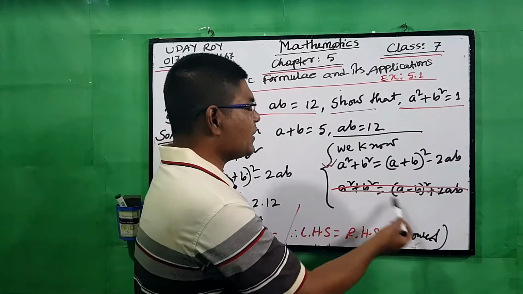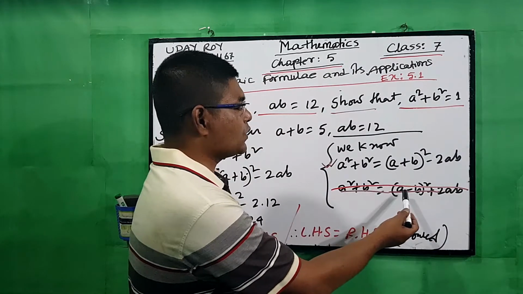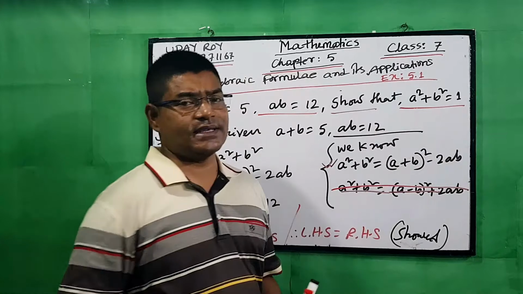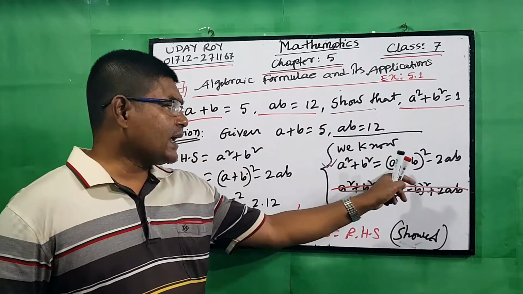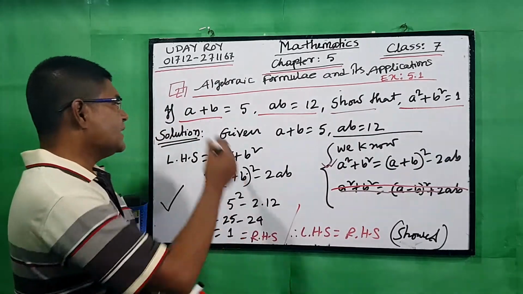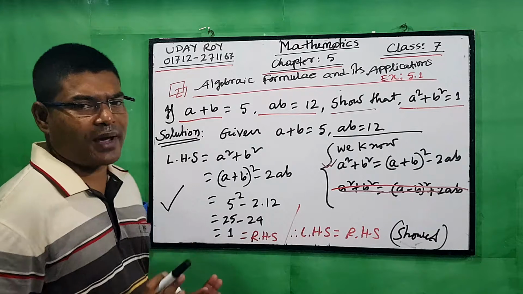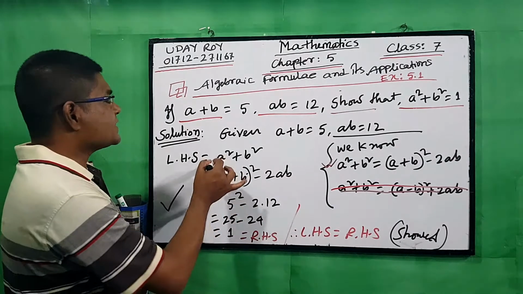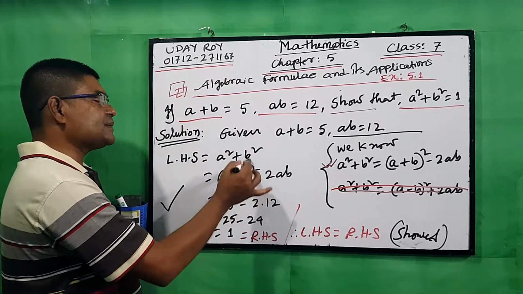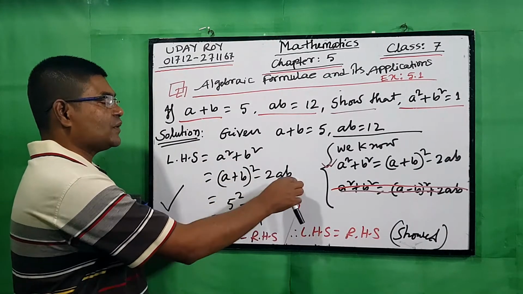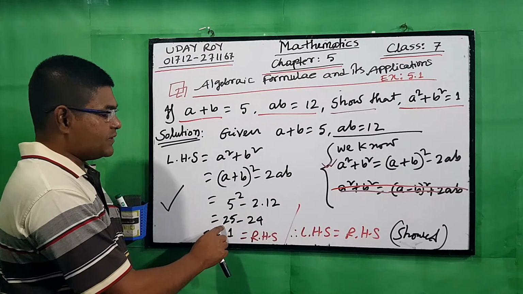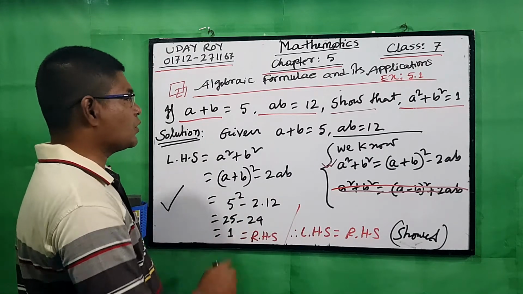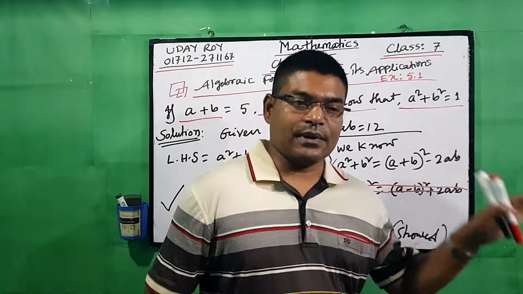And I have cut it, because here A square plus B square equal to A minus B whole square plus twice AB. But we need A plus B. You have to think, this is the given part of your maths. Be careful. So A square plus B square equal A plus B whole square minus twice AB. So 5 5s are 25, minus 24, we have got 1. So maths completed.